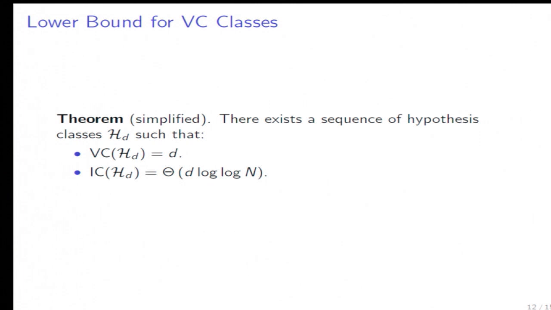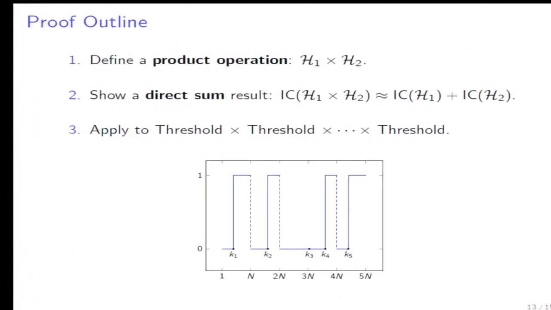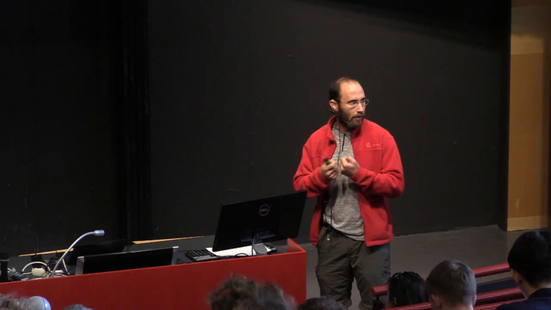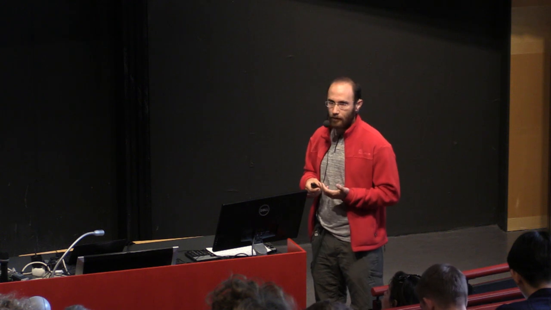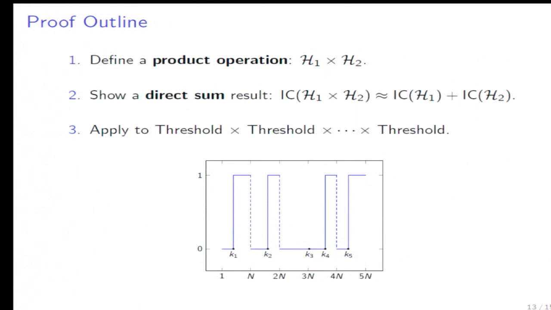One of the interesting points about this theorem is that in order to prove it, we had to basically prove a direct sum result for information complexity. And basically, the proof outline is the following. We start by defining a product operation on hypothesis classes. If you take two classes of hypotheses, you can combine them to get a third class that puts them both together. Then you can prove a direct sum result, which says the information complexity of the product class is pretty much equal to the sum of the information complexities of the individual classes. And finally, you can apply that direct sum result to thresholds, to the class of thresholds multiplied by itself d times. And you get a class that has VC dimension d and information complexity d log n. That's it.